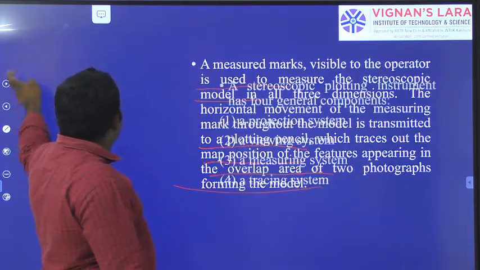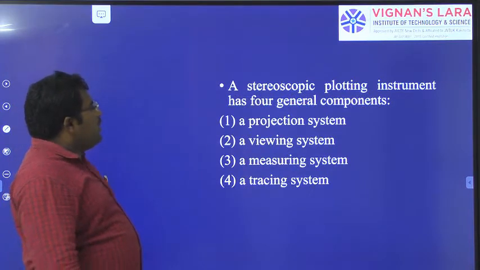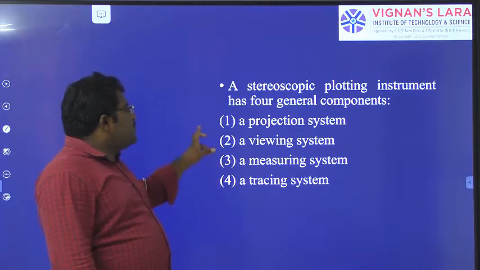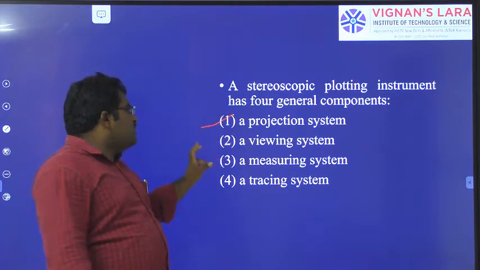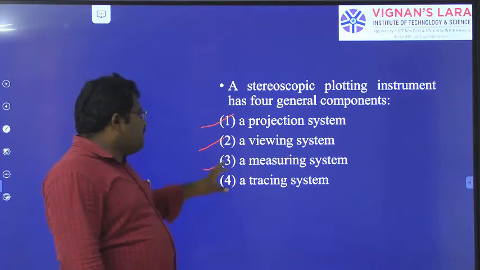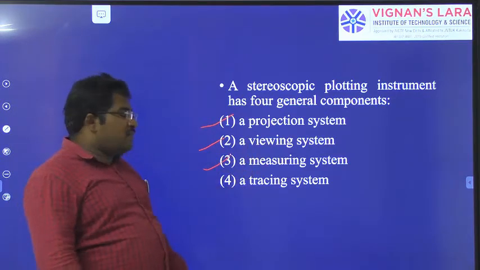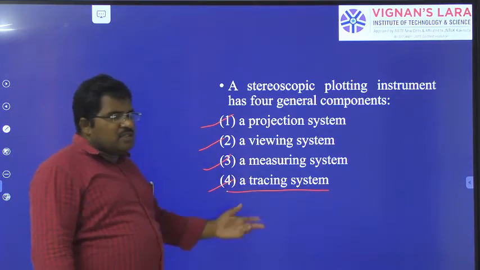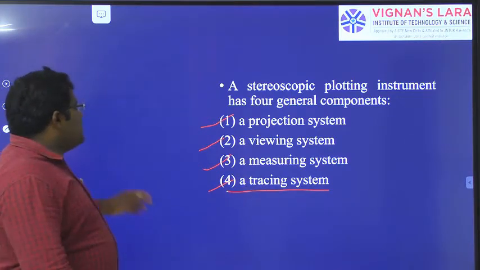Okay, so next, a stereoscopic plotting instrument has four general components, right? One is the projection system to project the photos, then we have the viewing system to see the photographs, then we have the measuring system to know the distances and positions, and we have the tracing system to plot. With the tracing system we have a tracing pencil, right?